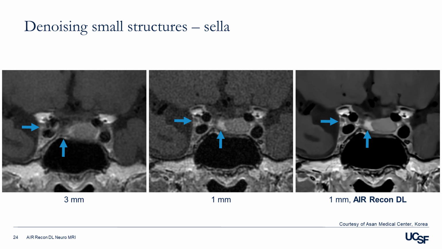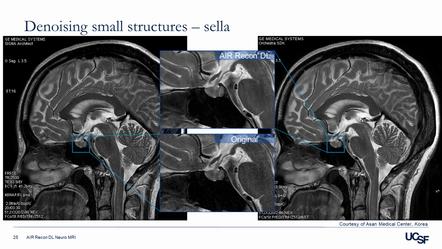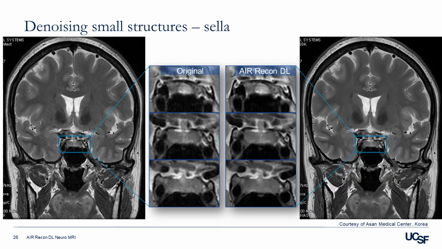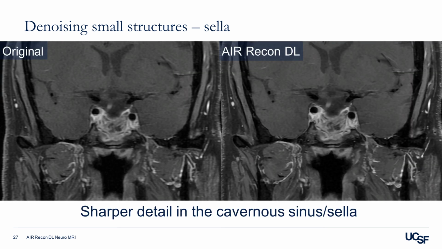If you look at screen far right and compare it to the far left image, you can see a marked improvement following enhancement with AIR Recon DL. Yet another example of image enhancement within the sella, and another one here. I particularly happen to like this example because it shows, again, how much sharper detail you get within the cavernous sinus. This is a post-op case, and I feel I can delineate the edges of the surgical margin and post-surgical changes much more readily following AIR Recon DL than I can on the standard images.